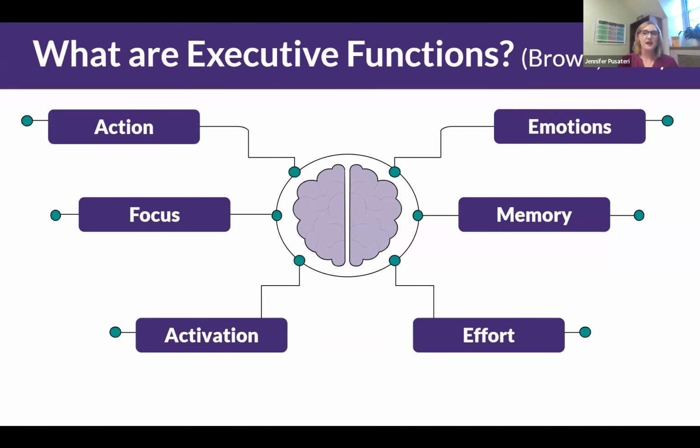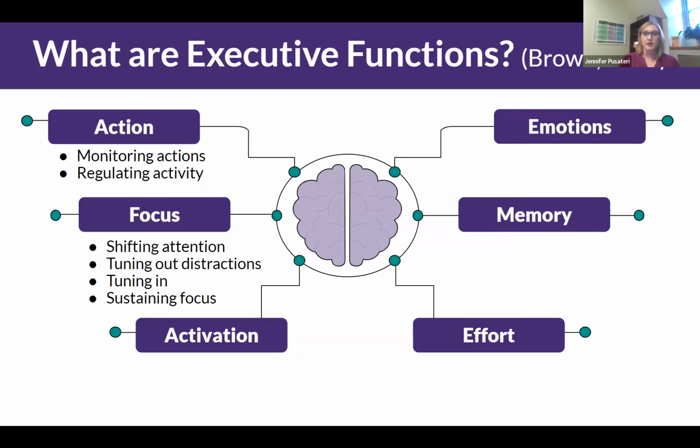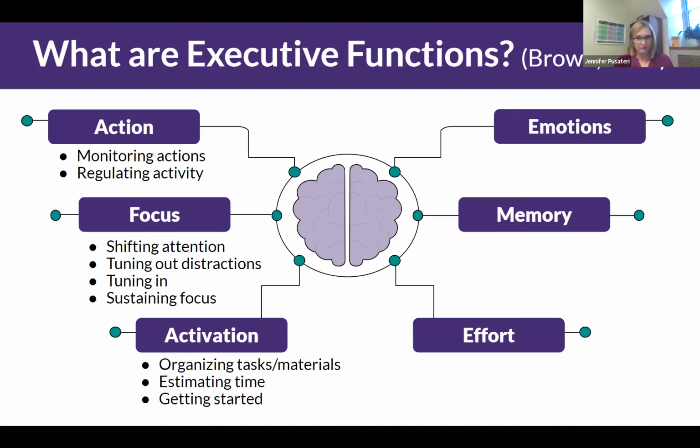So just to kind of clarify, executive functions, this is part of our brain that's really responsible for different cognitive processes. These are kind of the overarching controls of the brain. And so that would be things like action, monitoring actions, regulating activity. This also has to do with focus. And you can see in the bullet points there, that's things like not only tuning into what someone's doing or talking about or whatever, but also tuning out the distractions around us.